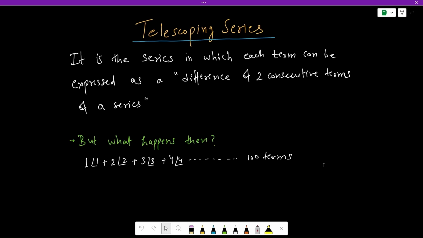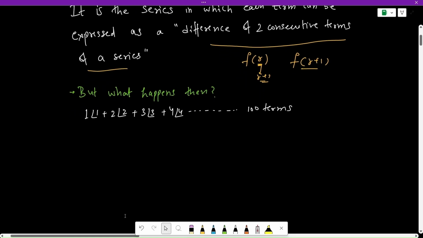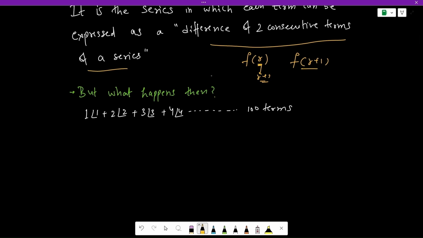So let's start. Now, a telescoping series is a series in which each term can be represented as the difference of two consecutive terms of the series. Now, what I mean by consecutive terms is that if there is a function f of r, then the next term will be obtained by replacing r by r plus 1 everywhere. So it will be f of r plus 1. Now let's see with an example what happens if we write the terms in this way.